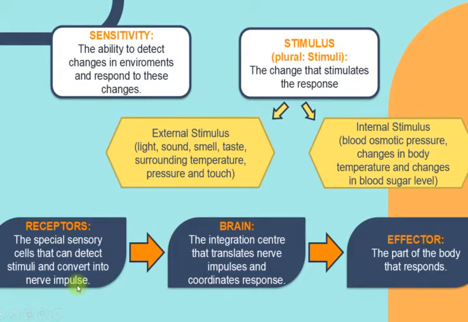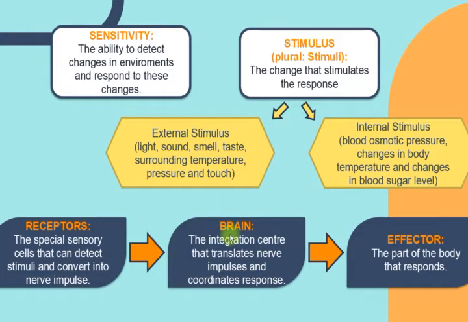Okay, so the receptor will detect the stimuli and convert it into the nerve impulse. Okay, and then the nerve impulse will be conveyed, or we call it sent, to the brain.